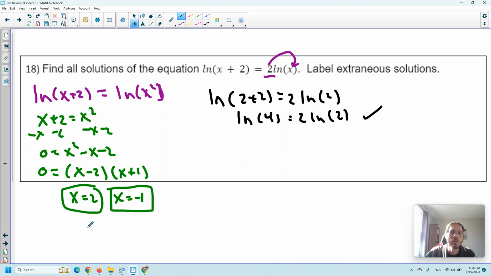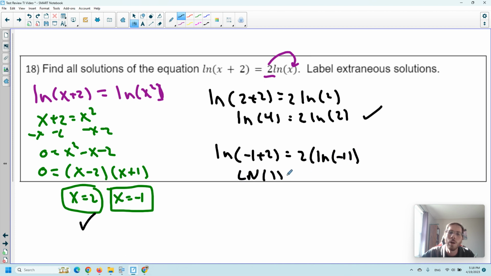If I try the other one, let's go ahead and give that one the check. ln of -1 plus 2 equals 2 ln of -1. So this is ln of 1 equals 2 ln -1. And I'm going to X that one out because I know I can't put a negative inside the log.